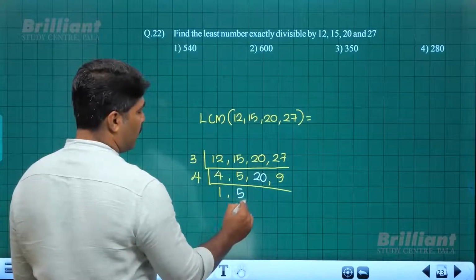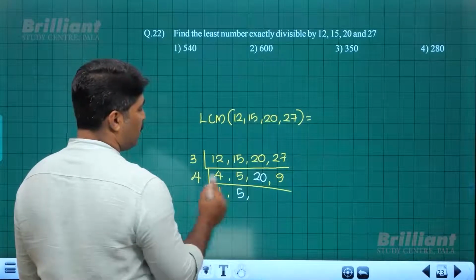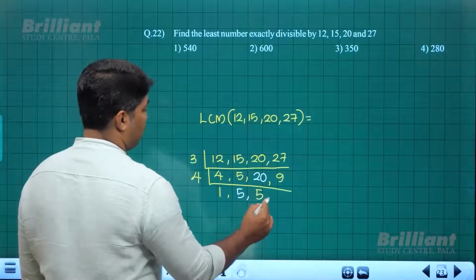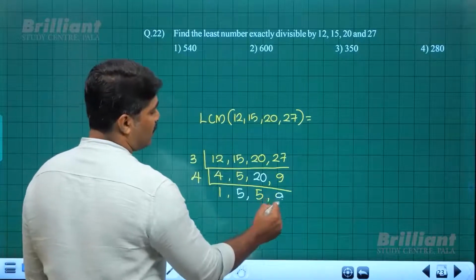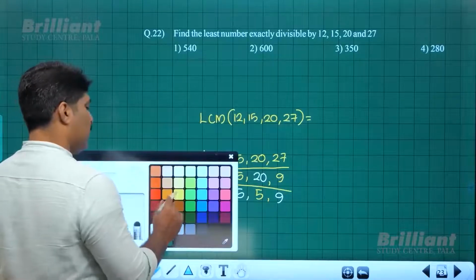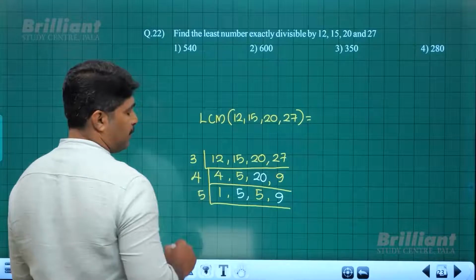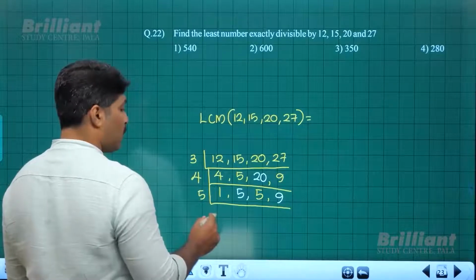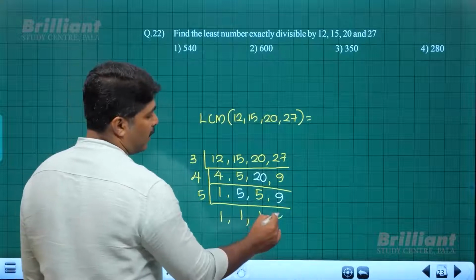Therefore, 5 write as 5 itself. But this 20 divided by 4, what it is? 5. And this 9 cannot be divisible by 4. Therefore, 9 is write as 9 itself. And again, we are considering the next step of division. Here, 5 as a common factor. So therefore, 1 it's not divisible. So therefore, 5, that is 1, this is 1, 9 as 9 itself.